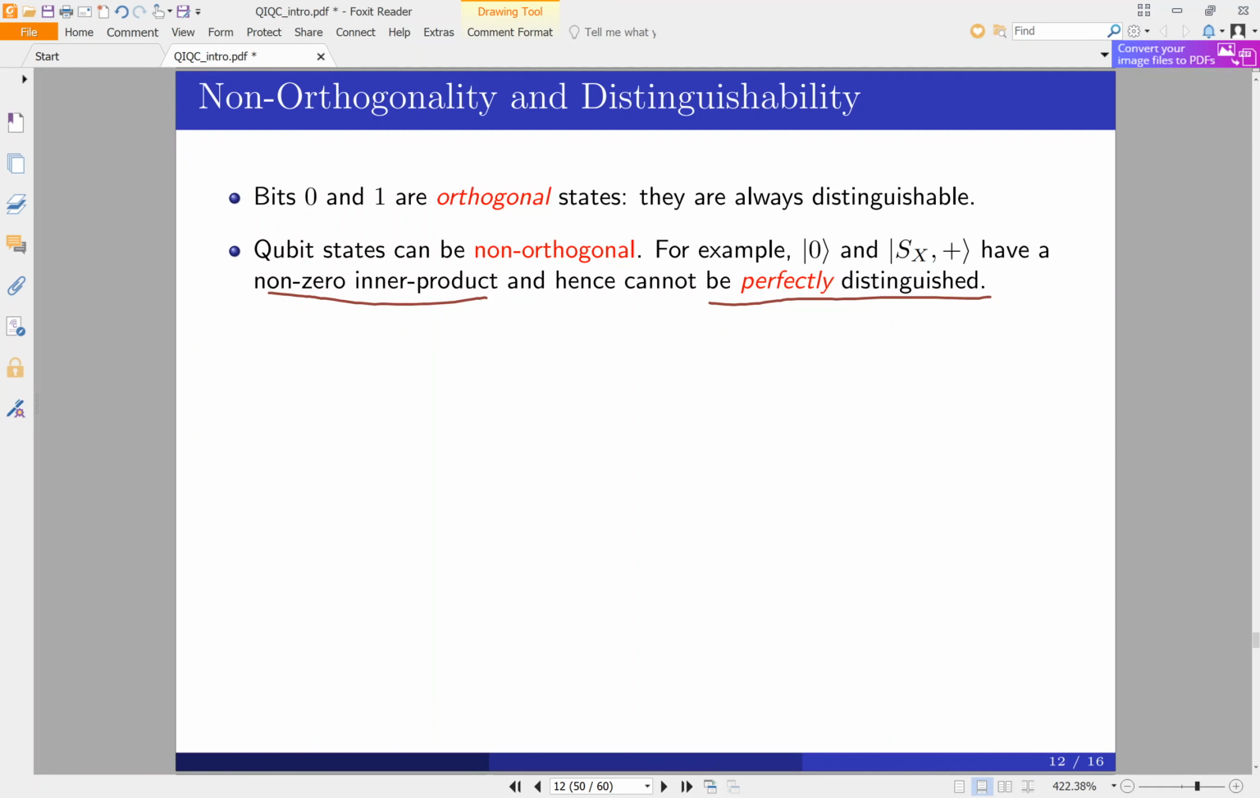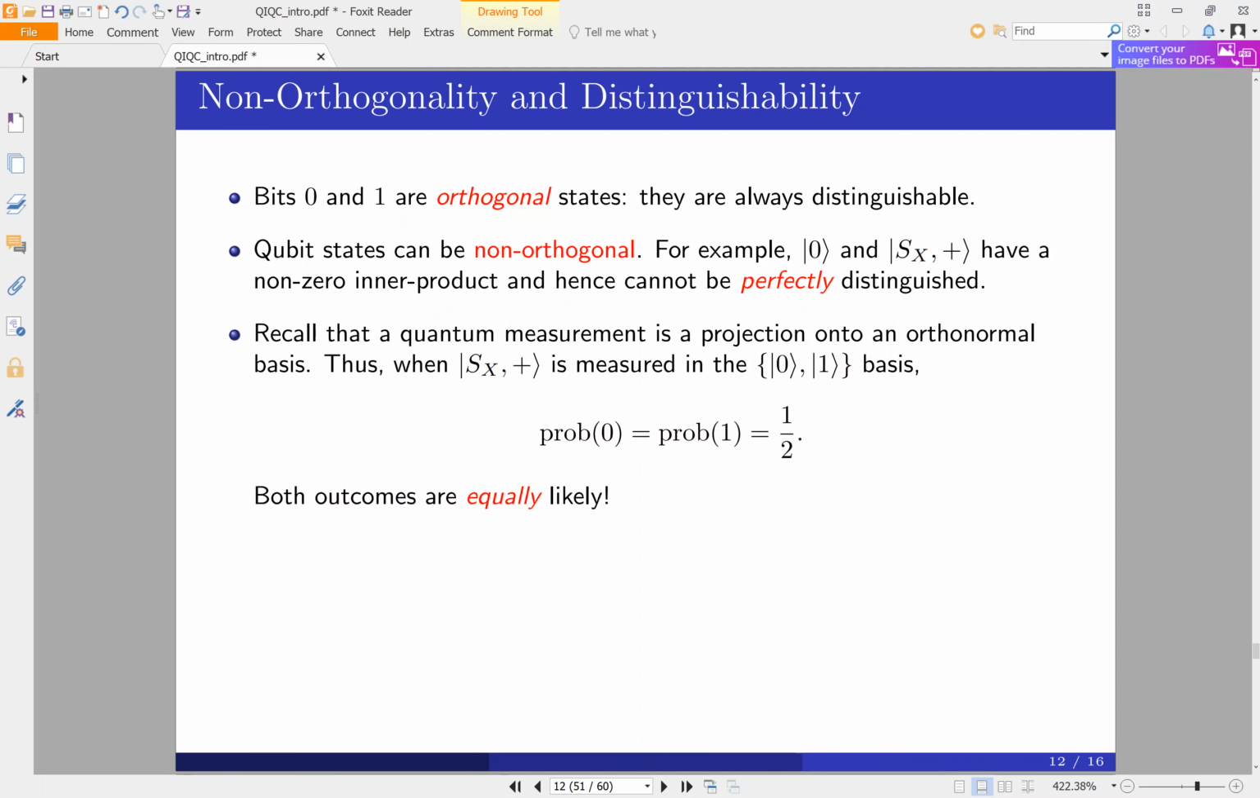The state 0 and the state Sx plus cannot be perfectly distinguished. I cannot devise a quantum measurement which will always tell me whether the state that I have is a ket 0 or a ket Sx plus without error, right? So just to dwell on this a little bit more, remember that Sx plus is a superposition of the form 0 plus 1 over root 2. So when I measure Sx plus in the 0-1 basis, what am I doing? I'm measuring the plus half eigenstate of the sigma x operator in the sigma z basis, right?